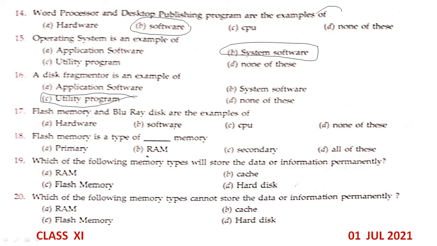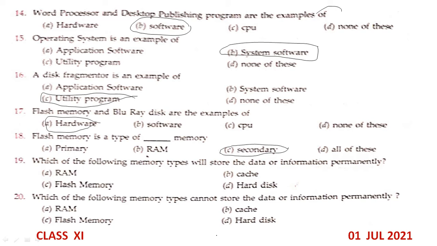The flash memory and blue disks are the examples of hardware, software, CPU, none of these. Definitely they are examples of hardware. Same, flash memory is a type of memory: primary, RAM, secondary, all of these. It is a secondary memory.